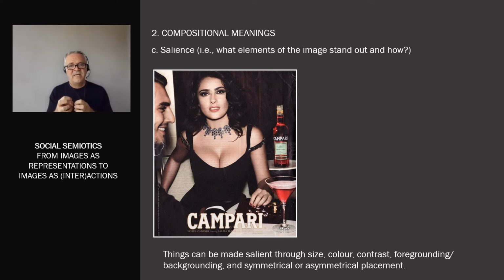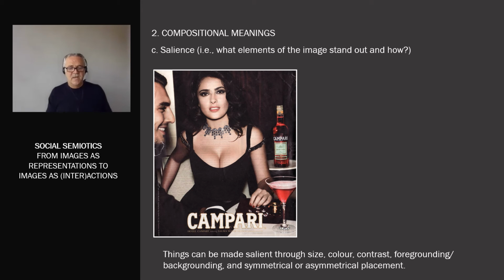By the same token, the bottle, the product being promoted, is made salient through the use of color. In other words, its redness really stands out and is salient. It's a little difficult to see from this reproduction here, but the red is also picked up in Salma Hayek's necklace, which also looks like rubies. And so in this case, there's a nice vector drawn, what we could call a color rhyme, between her necklace and the product, the liquor.